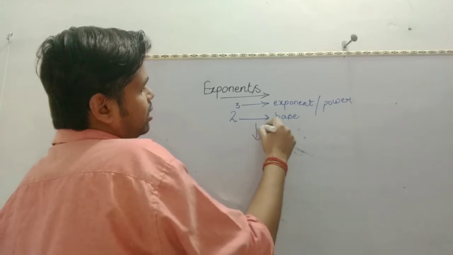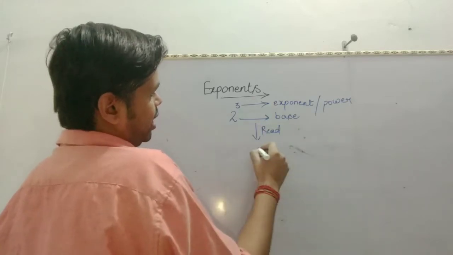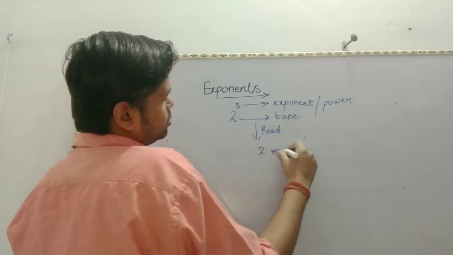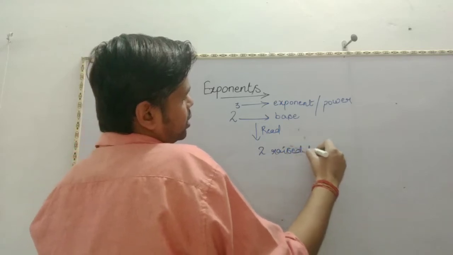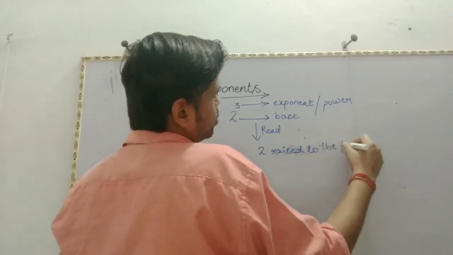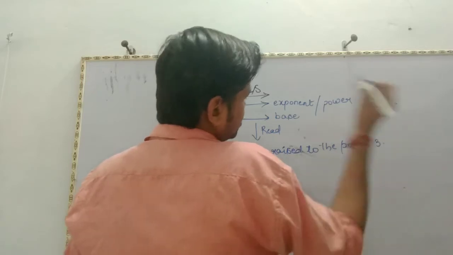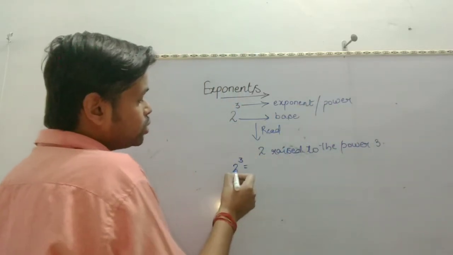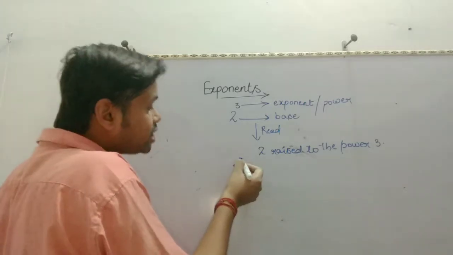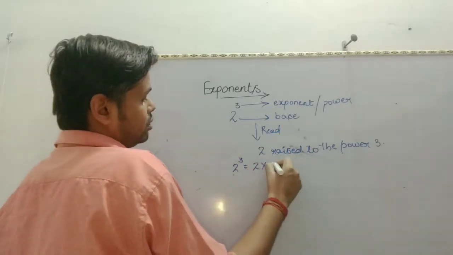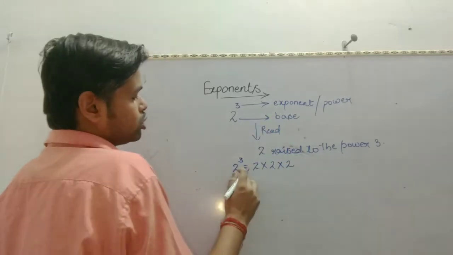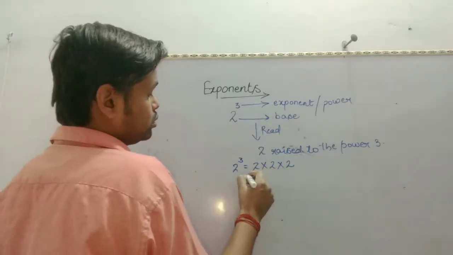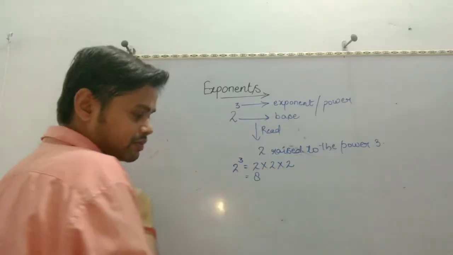So we will read this as 2 raised to the power 3, which clearly says that 2 needs to be multiplied 3 times by itself. The expansion of 2 raised to the power 3 will be 2 into 2 into 2. The final answer is 8.